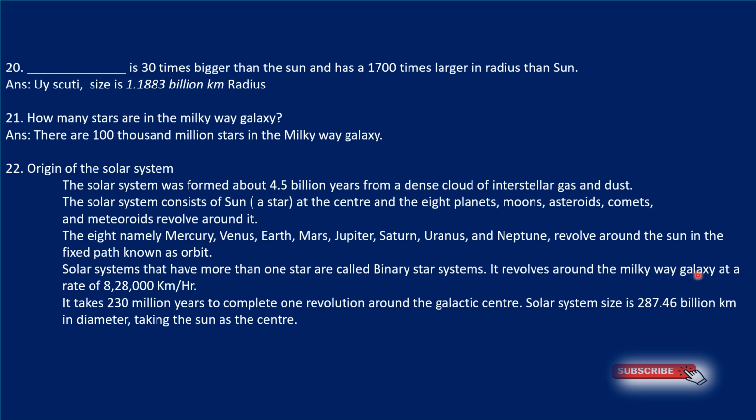It revolves around the Milky Way galaxy at a rate of 828,000 km per hour. It takes 230 million years to complete one revolution around the galactic center. The solar system size is 287.46 billion kilometers in diameter, taking the Sun as the center.